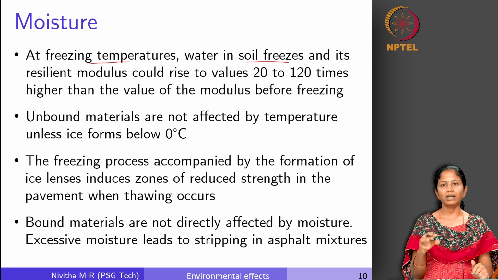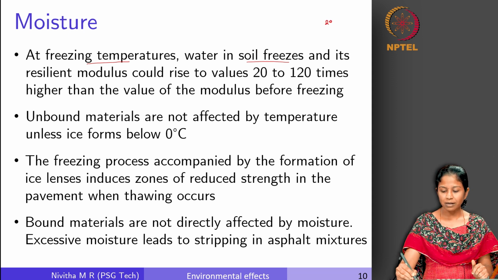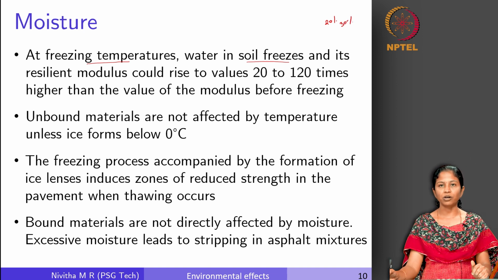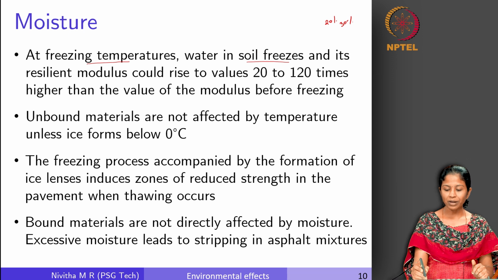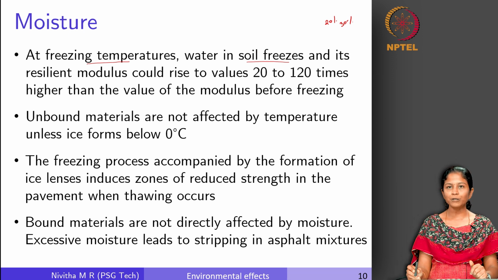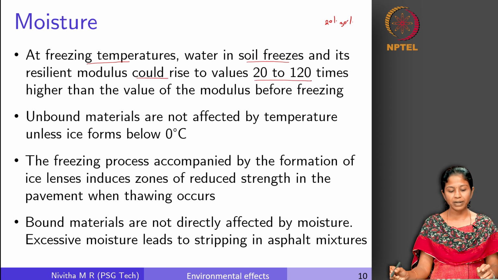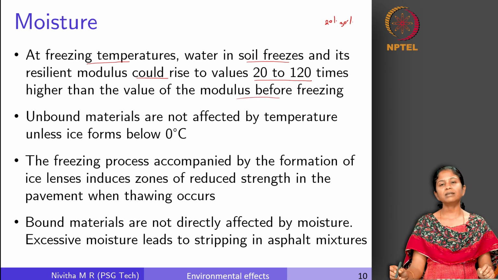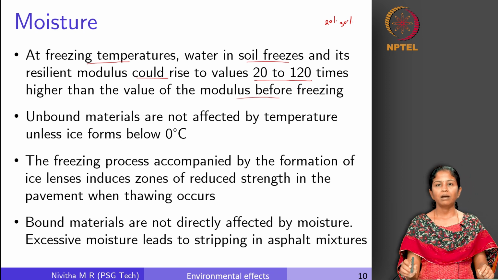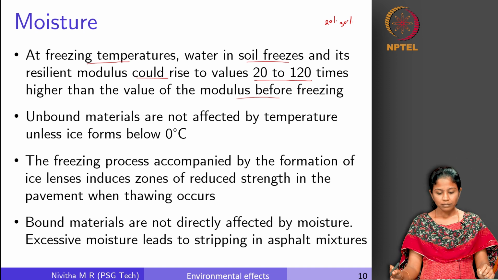Whatever the water, maybe the saturation content is 20% or it could be 30%, whatever the natural moisture content, this moisture will freeze in the soil. In the frozen condition, the resilient modulus can rise from 20 to 120 times higher than the value of the modulus before freezing. There is a substantial increase in modulus because of this freezing effect.